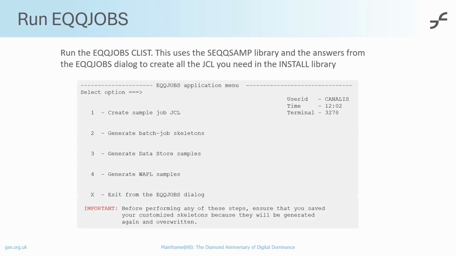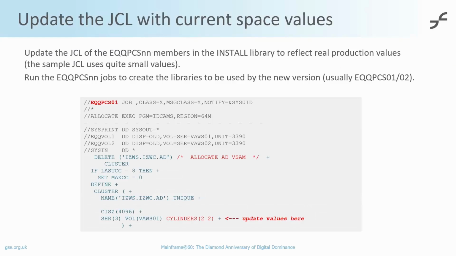After you did this, you can start playing with EQQ jobs. So the EQQJOBS CLIST will guide you through creating all the samples and allocating all the datasets that you need to perform your upgrade, or anyway, install a new version of the controller. EQQJOBS will create some JCL for you that you will need to run to allocate VSAM and non-VSAM datasets that you will need for your new version.